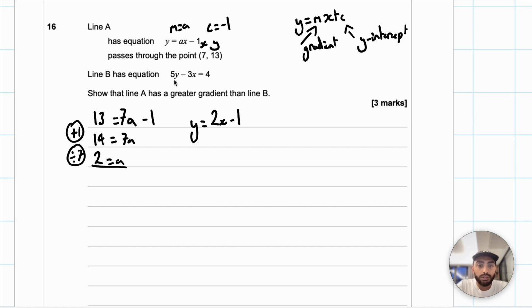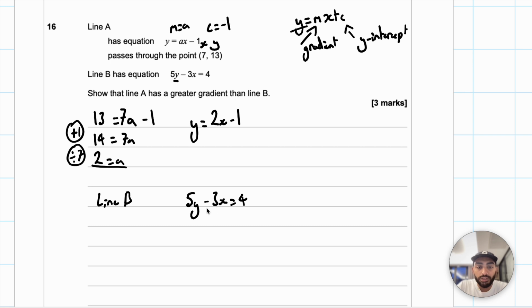Line B has equation 5y minus 3x equals 4, and we need to show line A has a greater gradient than line B. So line B isn't in the form y equals mx plus c. It's in a different form. So we're trying to make it so that y is the subject. We want this y on its own. Because right now, we can't see what the gradient is. The y is being multiplied by the 5, and then we're taking away 3x.